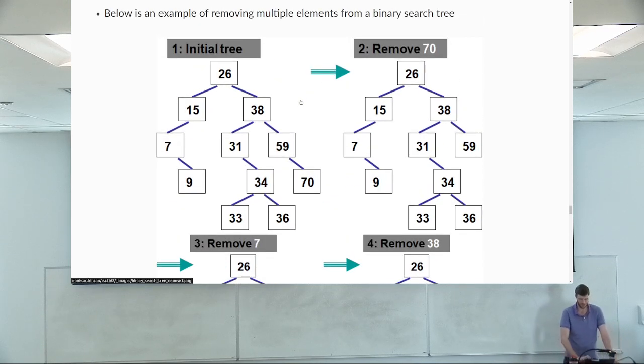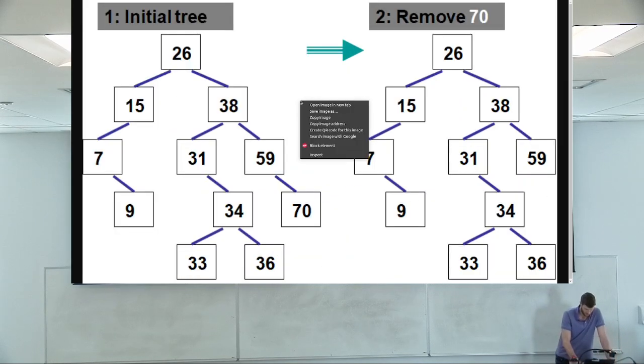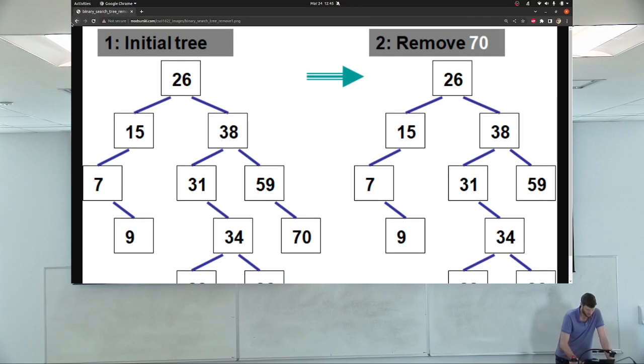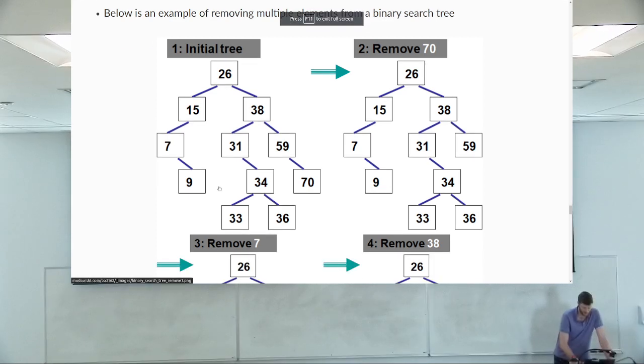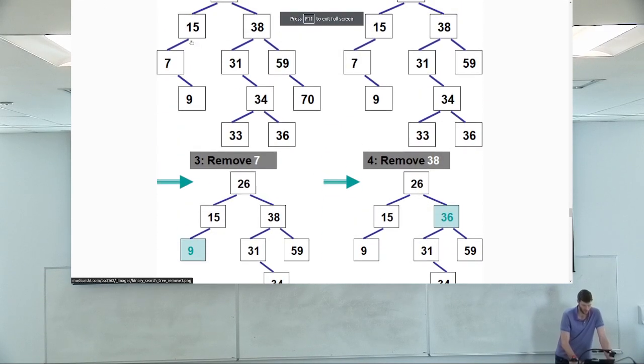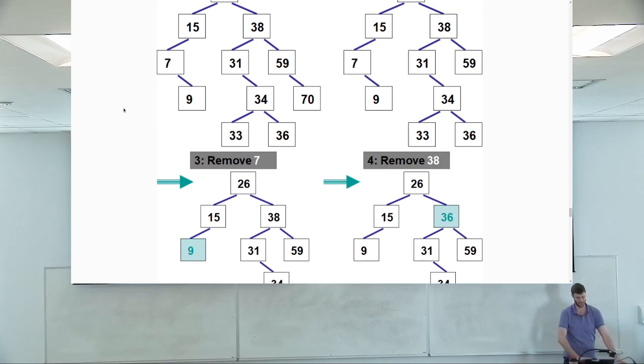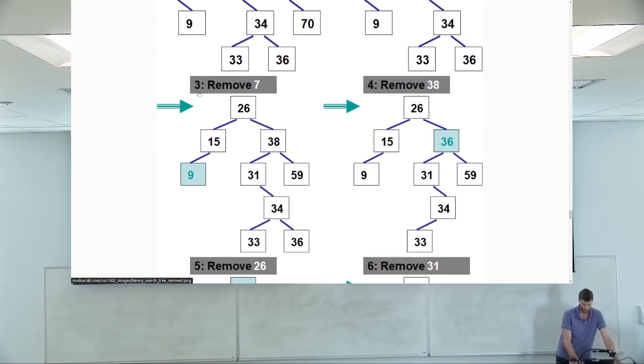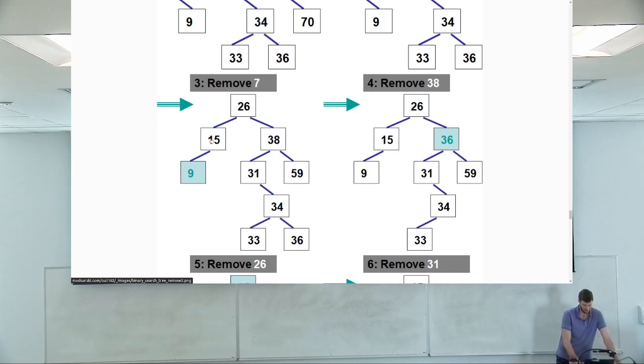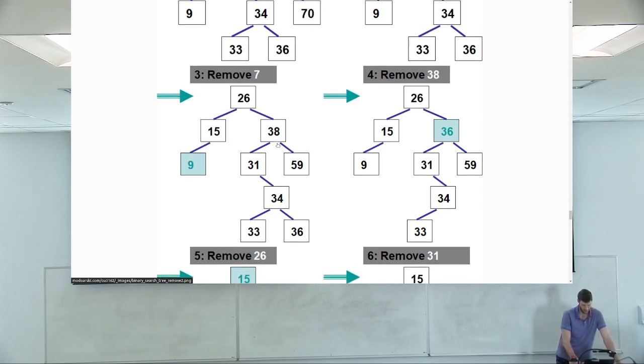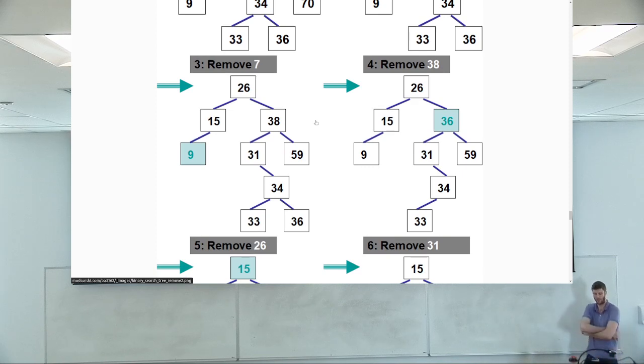So what do we got here? Remove 70. That's easy, it's a leaf node. Remove 7. All right, you replace it with its in-order successor. That's 9. Remove 38. It looks like in this particular example, I was replacing it with its in-order predecessor, so its left subtree's biggest value. So that would be the 36.